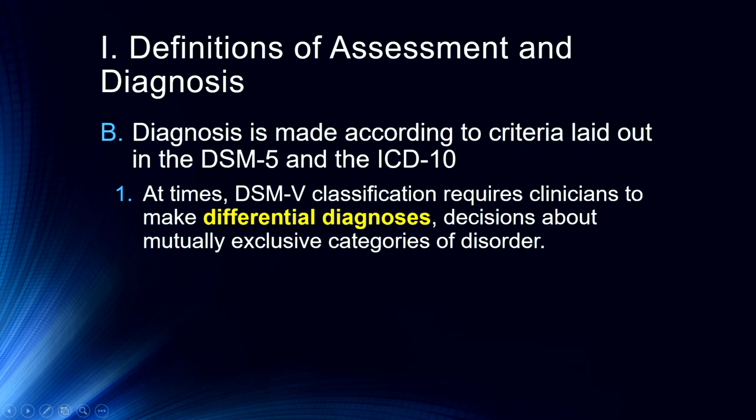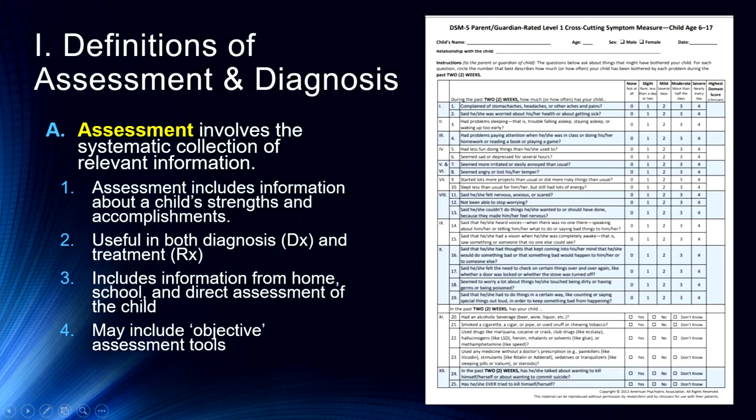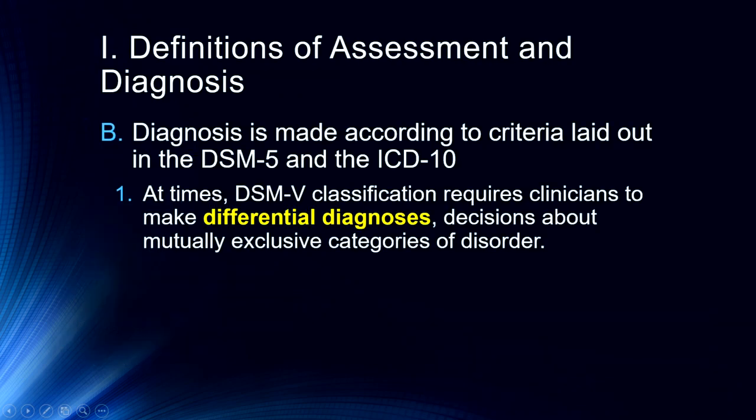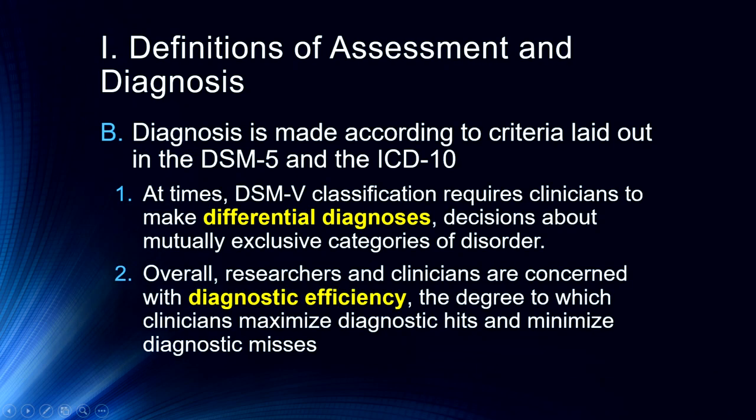And in fact, some of the questions in that, let me back up here so that I can show you. If we go to this parent/guardian cross-cutting symptom measure, "started a lot more projects than usual or did more risky things than usual." This is trying to get at bipolar disorder, whereas "seems sad or depressed for several hours" is getting at depression, so that can get at depression or bipolar disorder. The differential diagnosis might come from something like this, started more projects than usual, which would be indicative of mania. So that differential diagnosis is going to become very important.